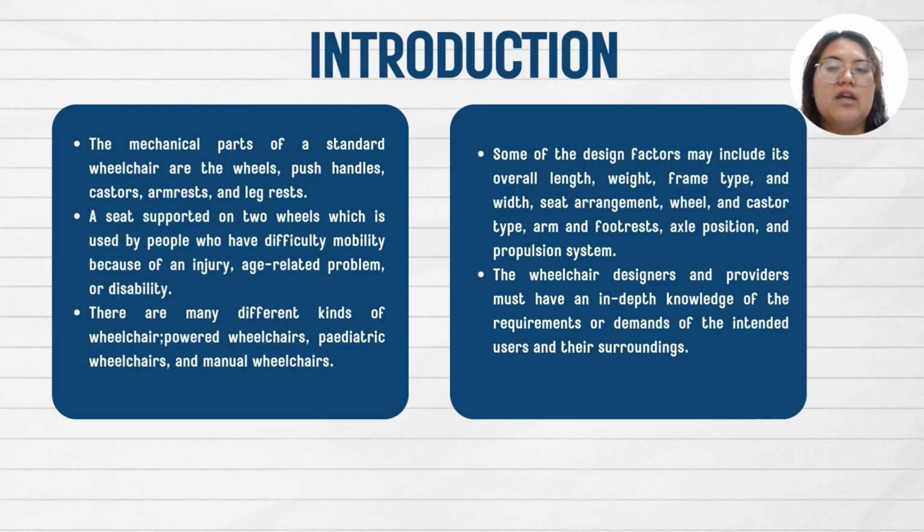There are many different kinds of wheelchairs, such as powered wheelchairs, pediatric wheelchairs, and also manual wheelchairs. Some of the design factors in a wheelchair may also include their length, weight, frame type, seat arrangement, and their propulsion system. That is why wheelchair designers and providers must have knowledge of the requirements and demands of the intended users and their surroundings.